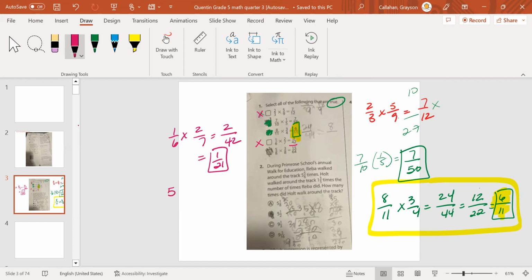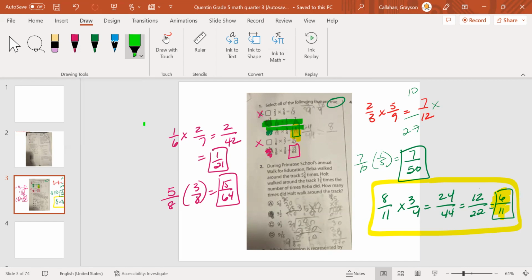Next one. 5/8 times 3/8 is 15/64. Now with this one, you can divide it by, actually you can't divide it by anything. You can't reduce it. So that's your answer. Is that the answer right here? Yep. So you should have 3 answers. 1, 2, 3. 3 answers are correct. Did you highlight those 3? Did you copy this part down?